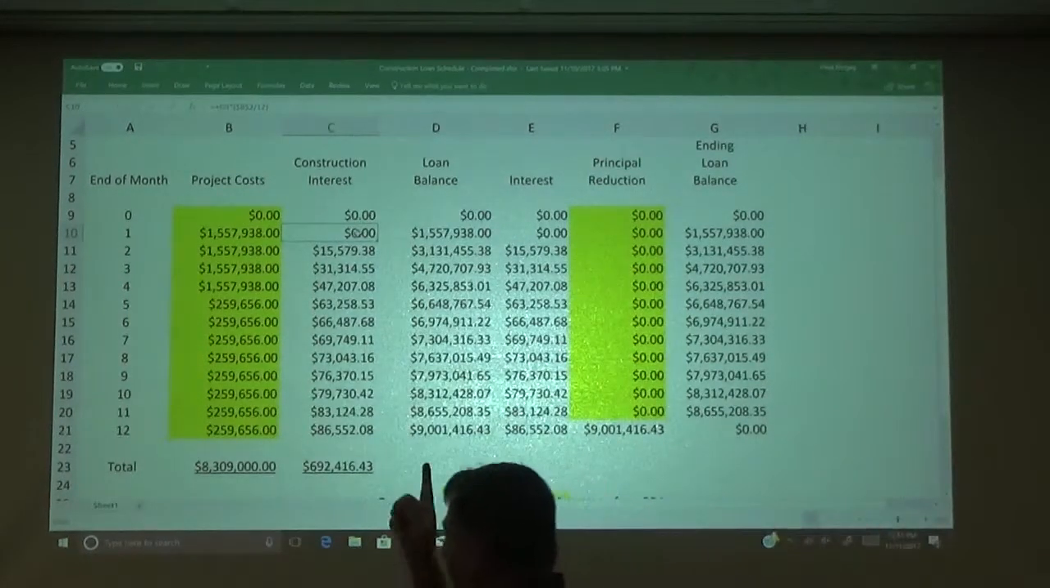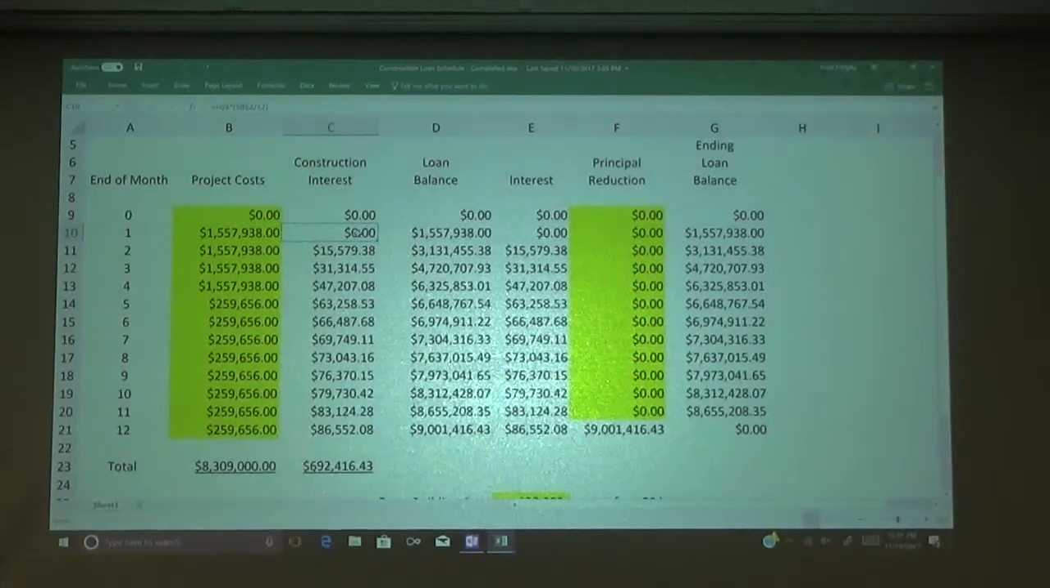Now, let's walk you through a couple of other things. So for this first month, we've got the loan balance, which is just equal to, basically, that first disbursement.